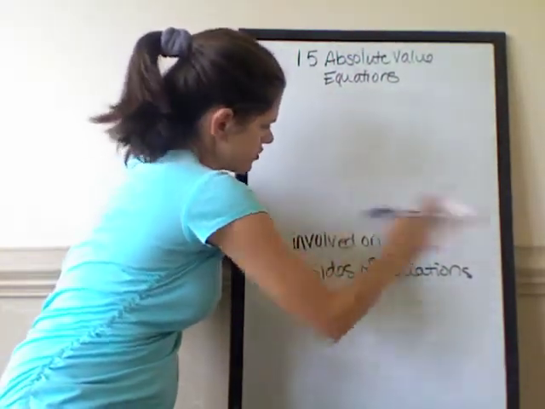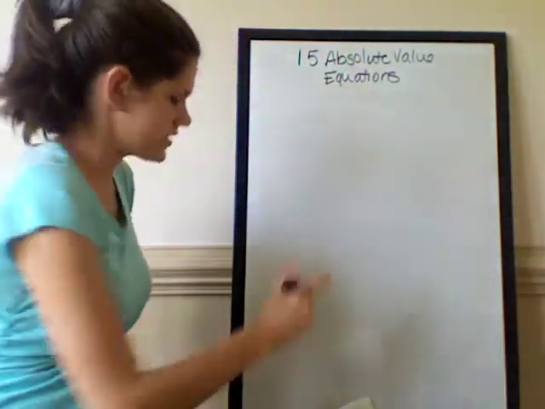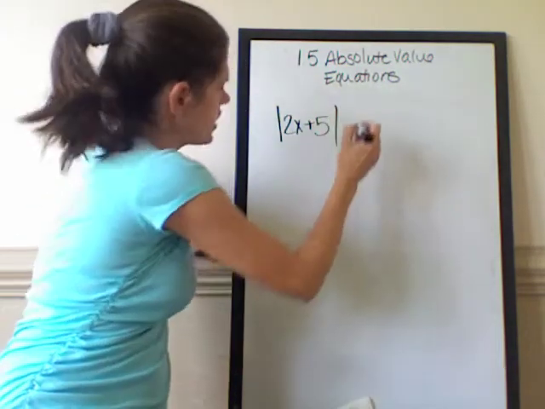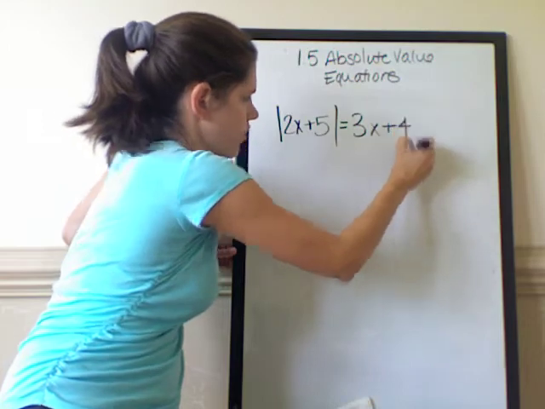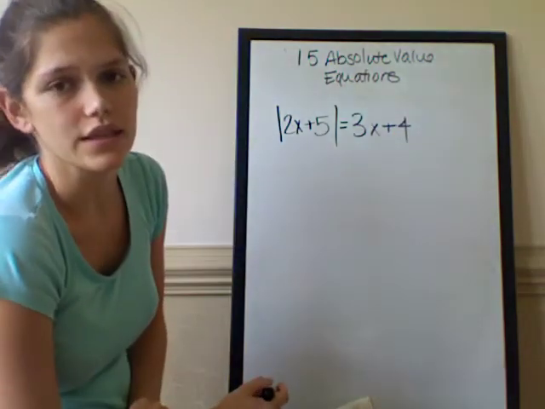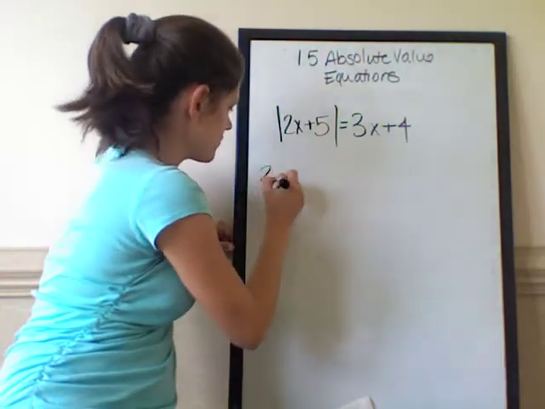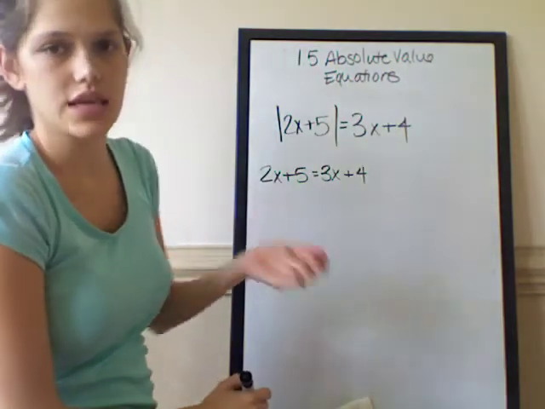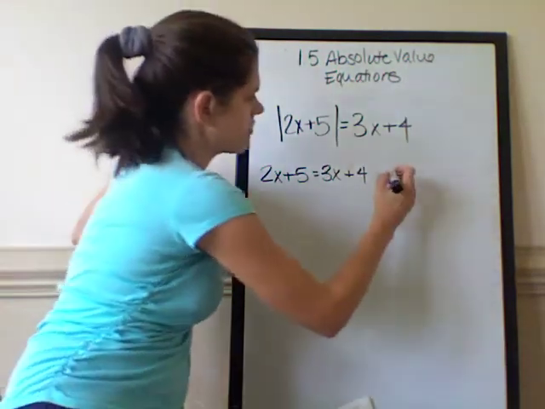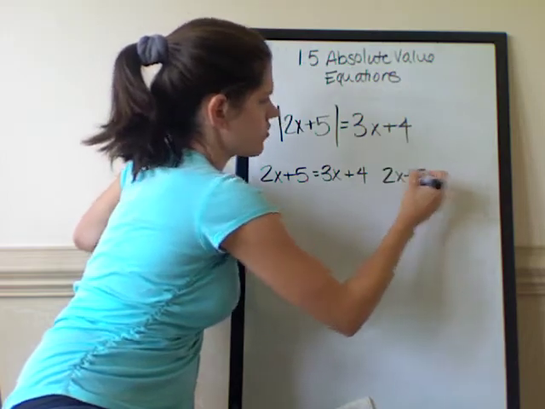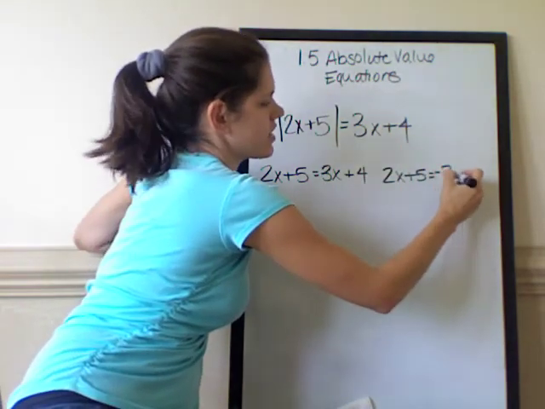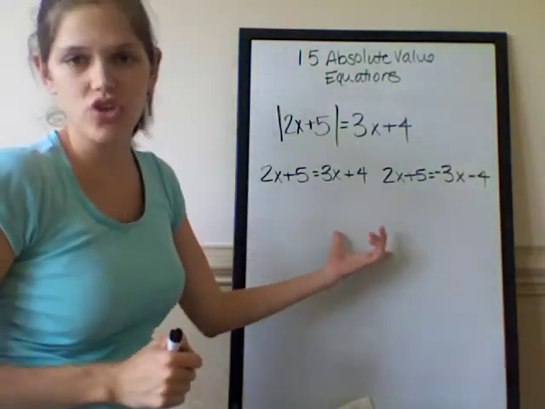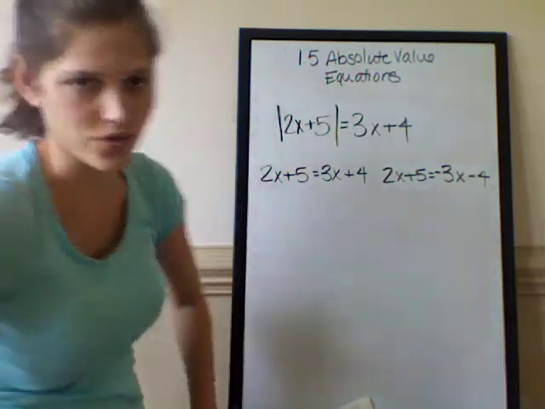So let's do two examples of extraneous solutions. First off, the absolute value of 2x plus 5 equals 3x plus 4. When I rewrite this, the first one is going to look exactly like it does here, and then I've got to take the negative version. So on the second one, 2x plus 5 equals, I've got to change both signs, negative 3x minus 4. Okay? I want you to go ahead and solve these two equations and come out with the answers real quick.